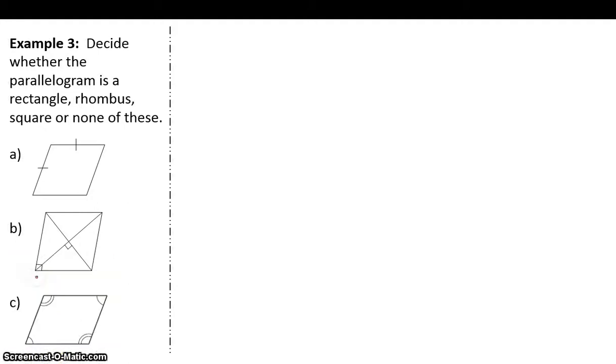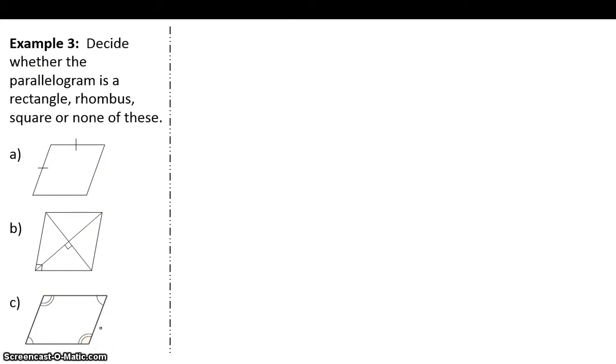Okay, so here is the example. Decide whether the parallelogram is a rectangle, rhombus, square, or none of these. So they're already telling you in the directions that these are all parallelograms. So you already know these are parallelograms.